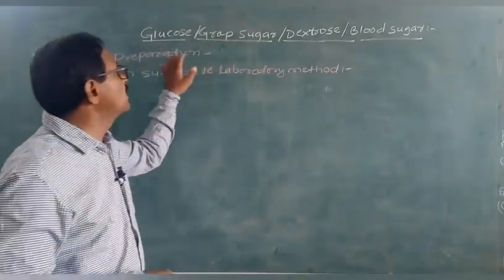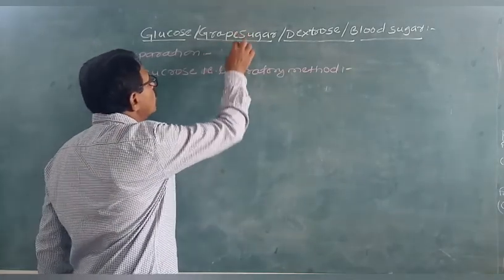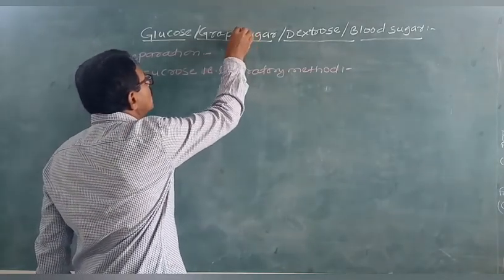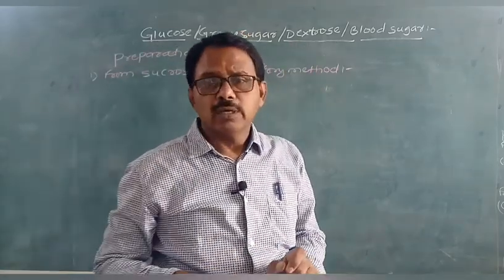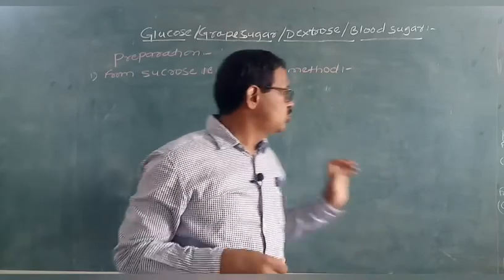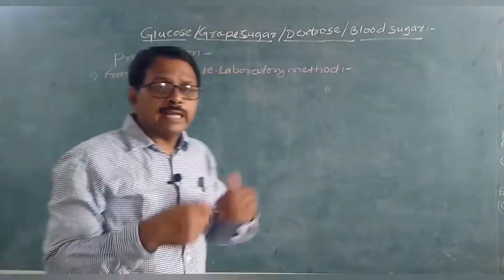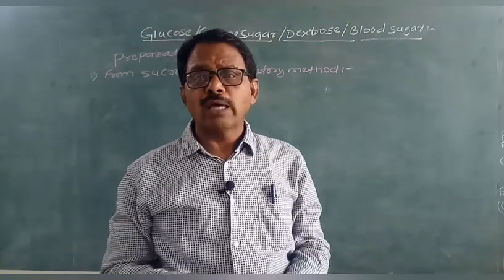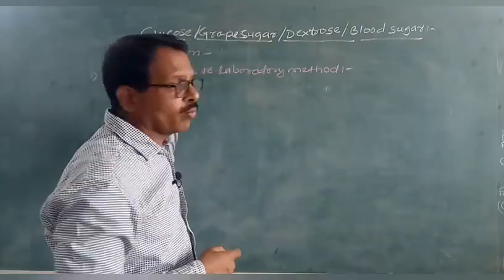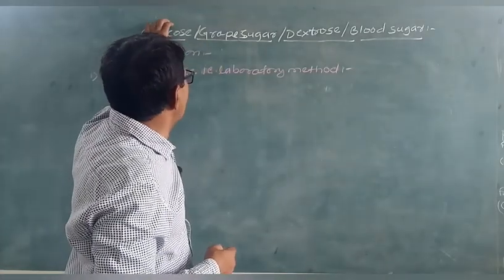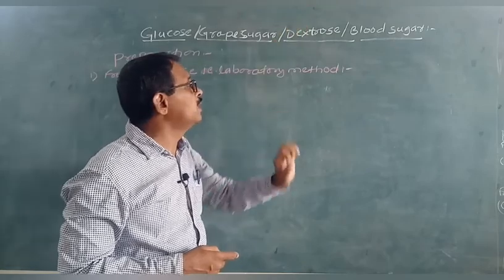Glucose is also known as grape sugar, or dextrose, because naturally this sugar, glucose, occurs in the dextro form. Therefore, it is also known as dextrose. It is optically active, and it always occurs naturally in the dextro form.